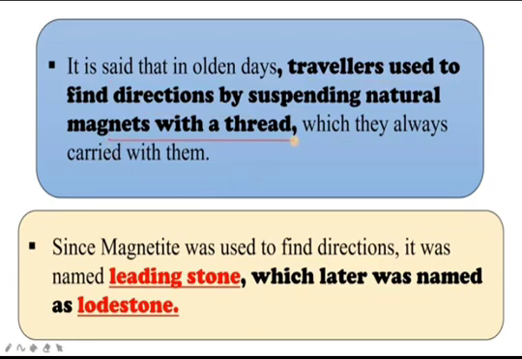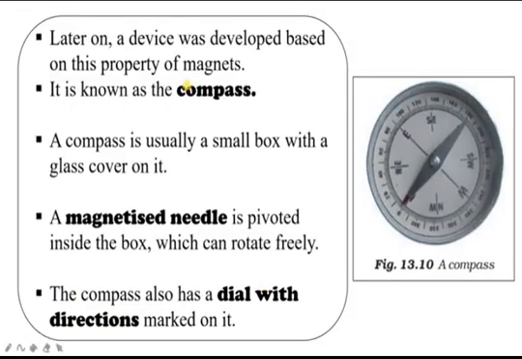That is why in the olden days the travelers used to find direction by suspending natural magnets with a thread. Since the magnet was used to find direction, it was named a leading stone, which later was called a lodestone, because they used to carry it. Later on, a device was developed based on this property of magnets. It is known as the compass.